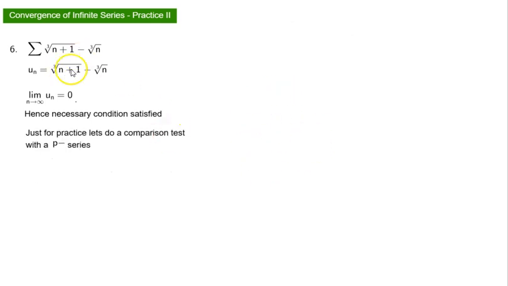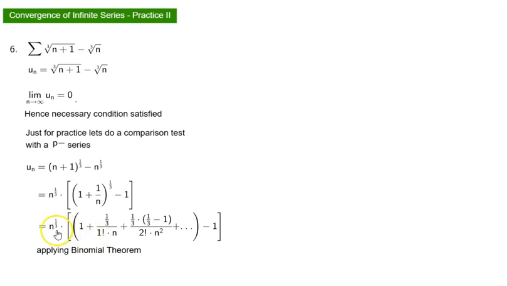Now, we have already concluded that this series diverges. But just for practice, let's do a comparison test with a p series. So u sub n is equal to n plus 1 to the power of 1 by 3 minus n to the power of 1 by 3. If we take n out, we get n to the power of 1 by 3 times 1 plus 1 by n to the power of 1 by 3 minus 1. Applying the binomial theorem, we get n to the power of 1 by 3 times, we are applying the binomial theorem to this 1 plus 1 by n to the power of 1 by 3.